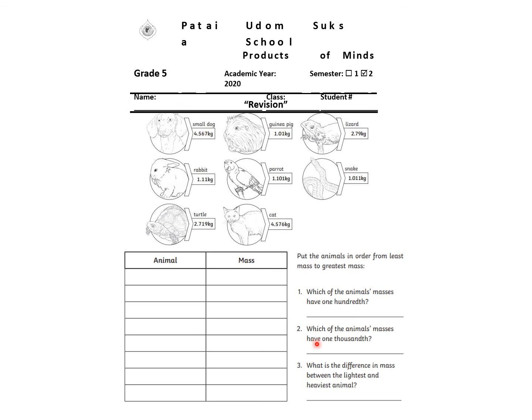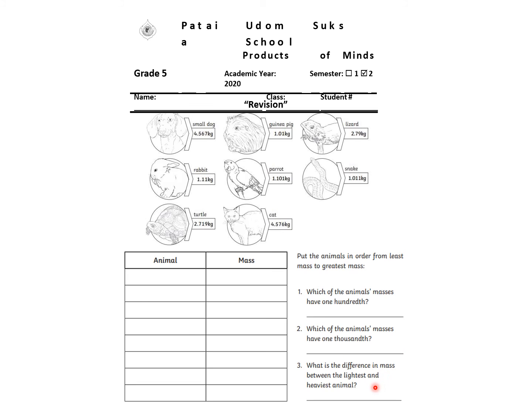The second question is, which of the animals' masses have 1 in the thousandths place? You have to see which animal's mass has 1 in its thousandths place. So thousandths is the third digit after the decimal point. So after the decimal point, the first is tenths, second is hundredths, and third is thousandths. So you have to see which animal masses have 1 in their thousandths place.